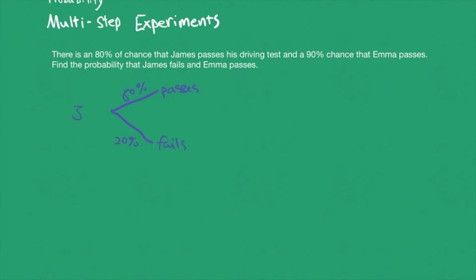So that would be James. And let's have a look at Emma's rate. According to the question, Emma has a 90% chance of passing the test, and according to that, we know that there's only a 10% chance that she fails the test. That doesn't change if James fails the test, so we can write that down here as well.